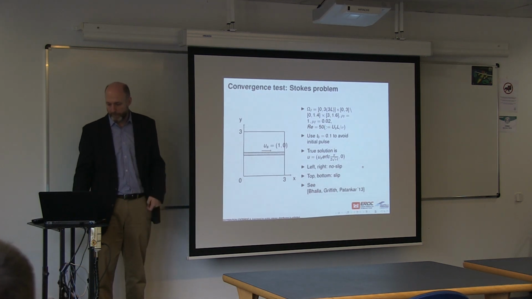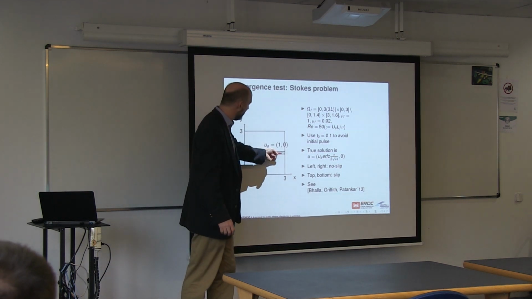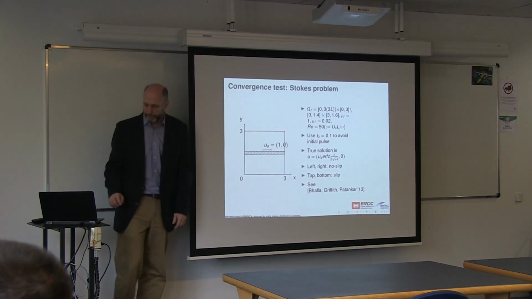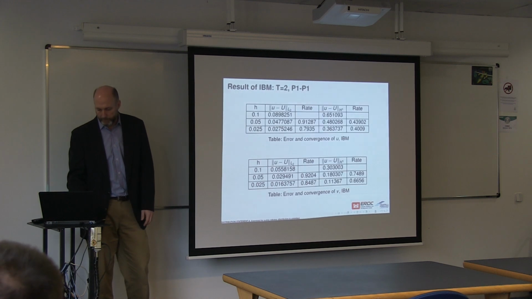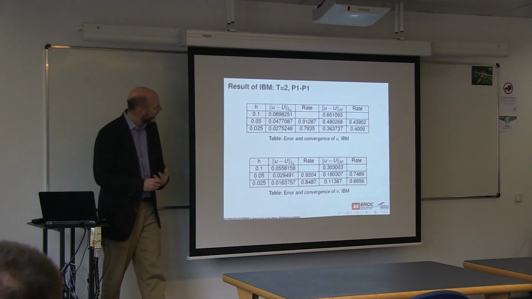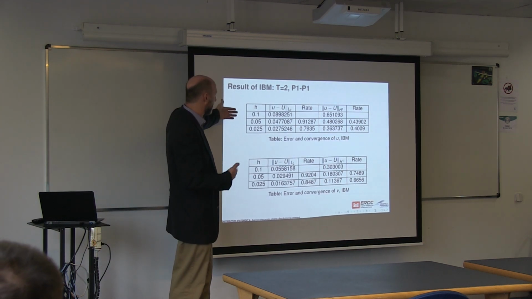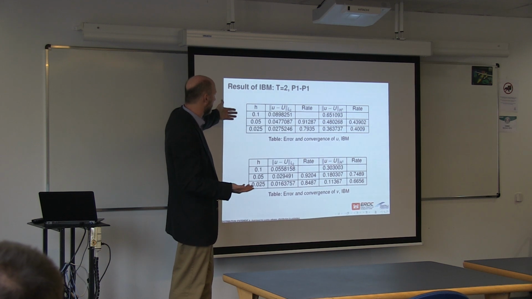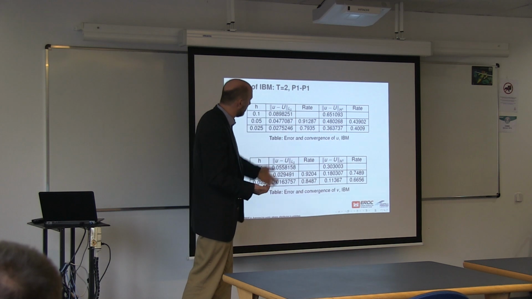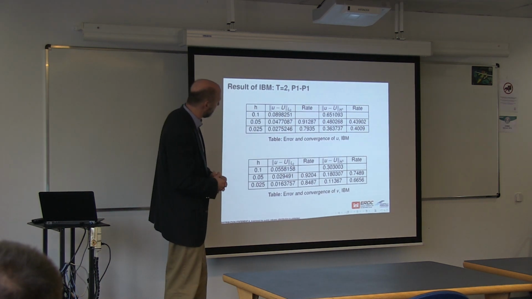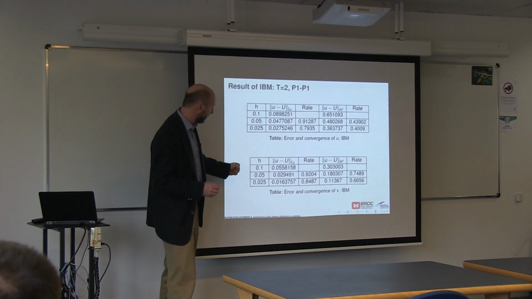So in terms of convergence tests, here's a simple Stokes problem where we're going to apply the no-slip condition at a strip through the center of the domain, and to represent that as an immersed boundary. Here we show the IBM results. This is our simple immersed boundary method using the smooth delta functions. So you can see the error is converging, but the rate is first order or possibly worse.